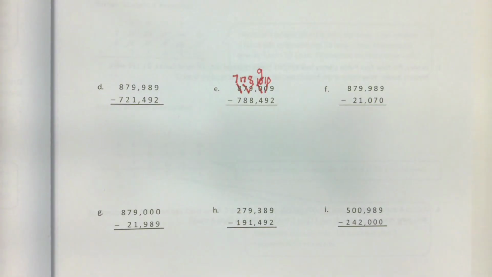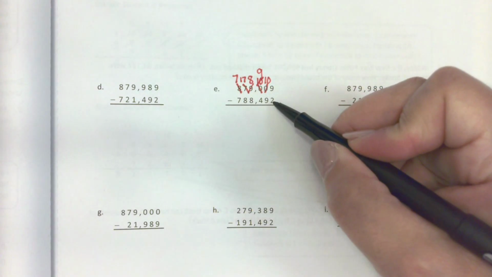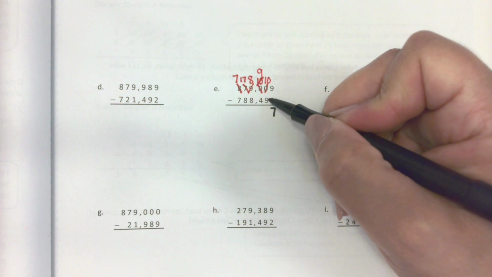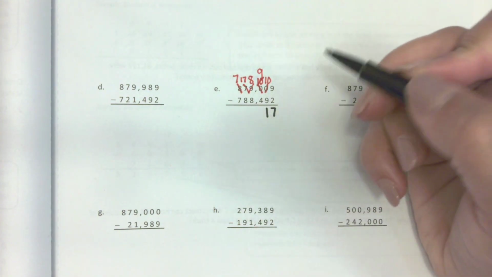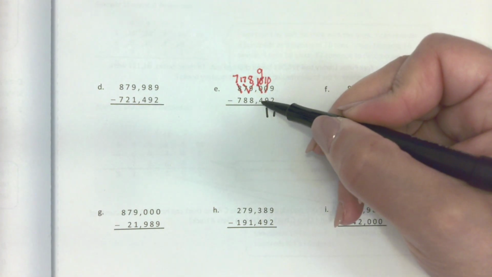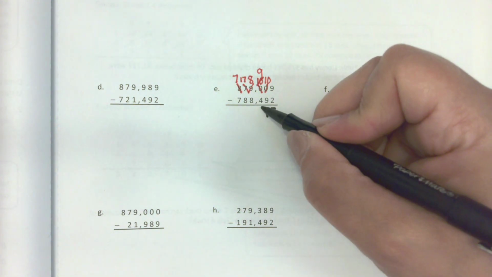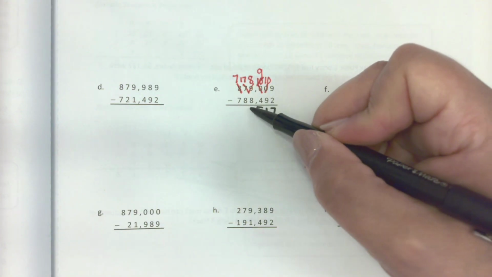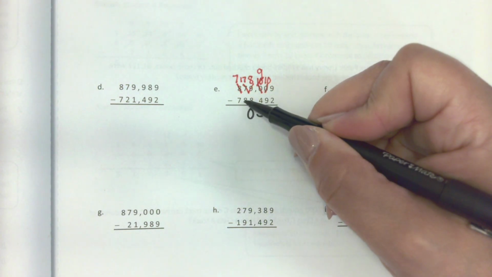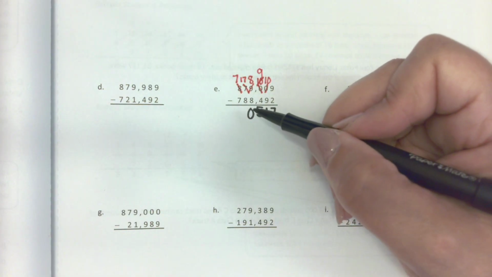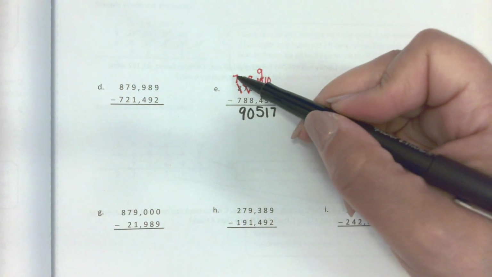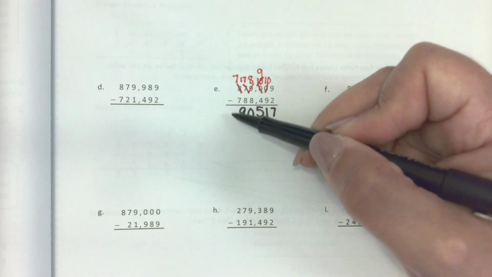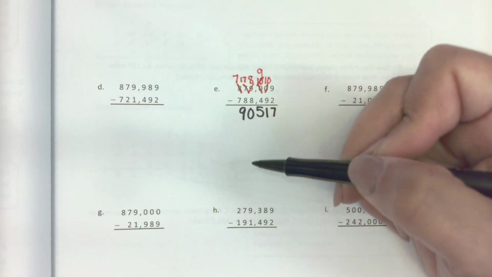Now we can do all our subtracting. 9 minus 2 is 7. 10 minus 9 is 1. 9 minus 4 is 5. 8 minus 8 is 0. 17 minus 8 is 9. 7 minus 7 is 0. When it's the greatest place value, if it's a 0, you can just leave it blank.